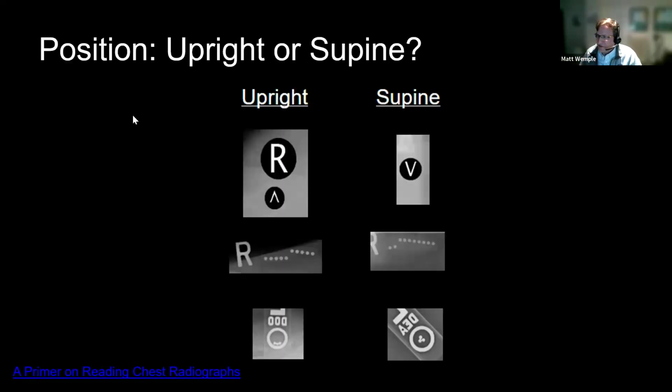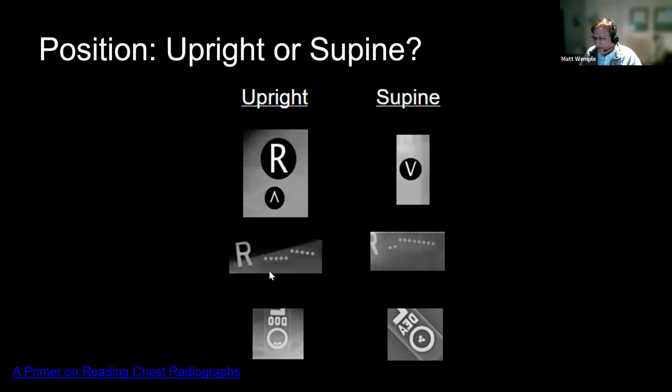Okay, whether or not the patient's upright or supine can also make a difference, especially with a lot of pleural fluid, pleural effusions, pneumothoraces, that type of thing. There's usually signs on the X-ray about what the patient's positioning is. Sometimes it'll just say upright or supine. Sometimes there'll be arrows pointing up, so the patient's upright, or down.